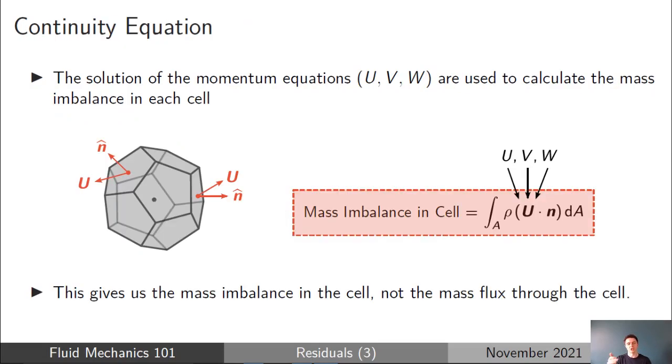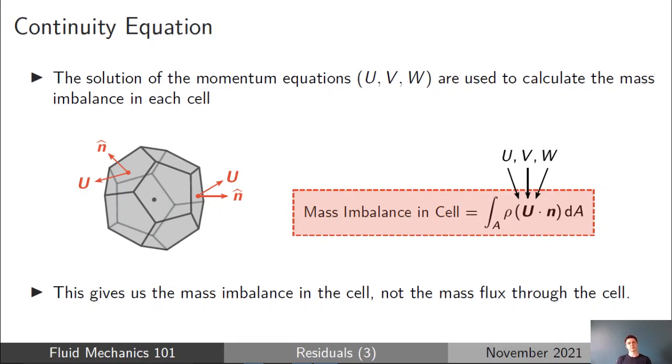And then what we do is we use the solution of those momentum equations to calculate the mass imbalance in each particular cell. So remember that formula that we introduced earlier for how we'd calculate the mass flux across the faces of a particular cell in the mesh. We do that as a post-processing operation after solving for U, V, and W. So this is the key conceptual point here, that with continuity and mass, we're not actually solving a matrix equation directly for mass. We're doing this as a post-processing operation on the velocity field U, V, and W that were calculated by solving the momentum equations.